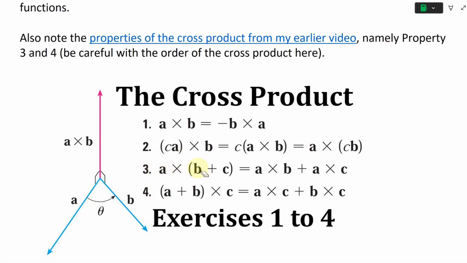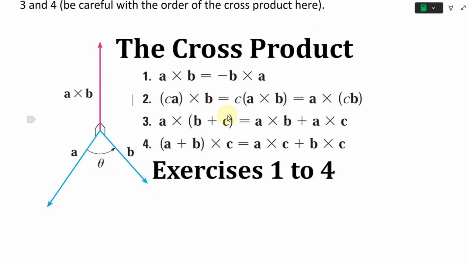Just add them up. And similarly, (A plus B) cross C is just equal to A cross C plus B cross C. But you can't just switch them. You can't necessarily switch them there, and that's actually because of property 1 right here. Notice that if you switch them, you're going to have a negative. So yes, we have to be careful with that.